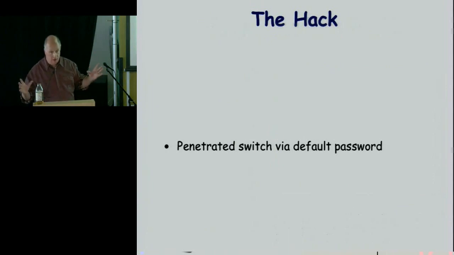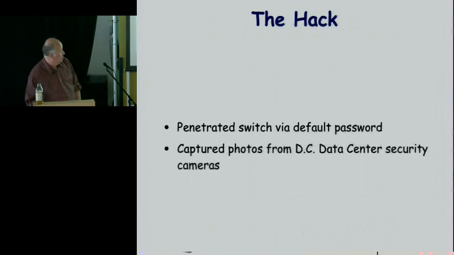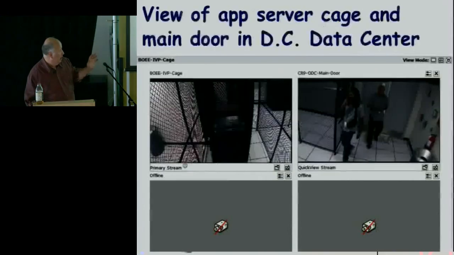The first thing they did, sitting in Michigan, remote attack only, they penetrated one of the switches in the DC data center because it was using a default password. Okay? What do you expect? They were able, through that switch, to capture photos from the DC data center's own security cameras. And here are some of those photos.